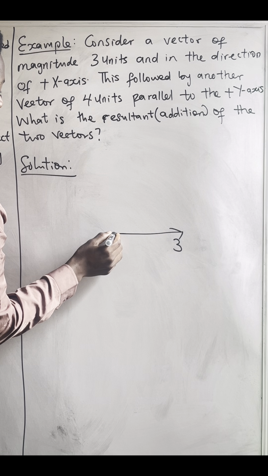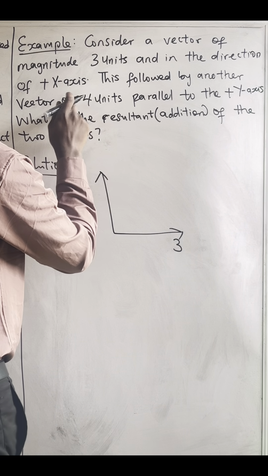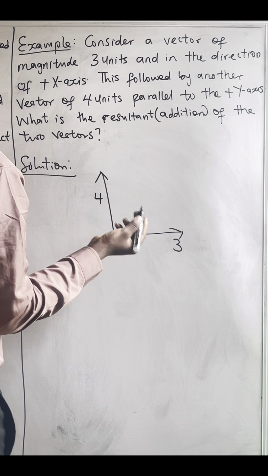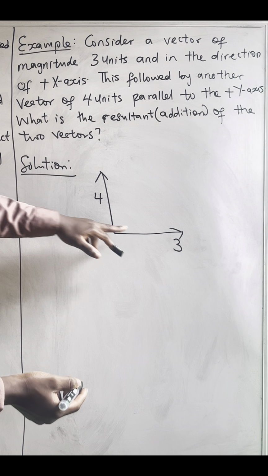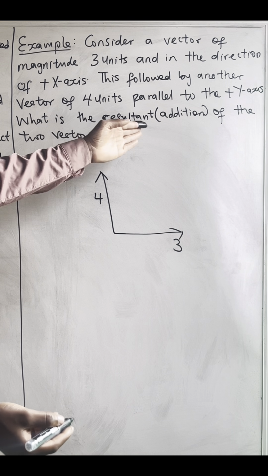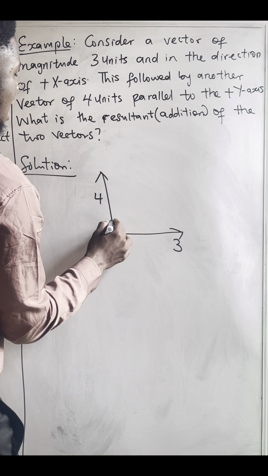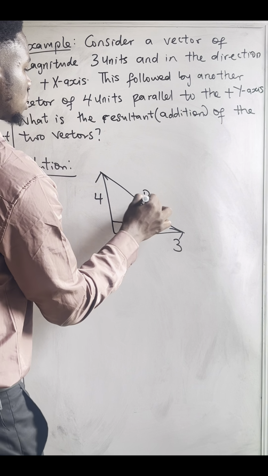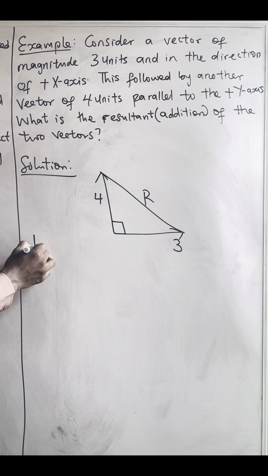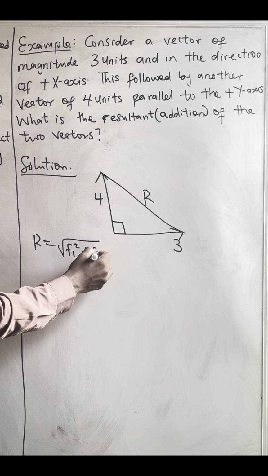And followed by another one which is parallel to the plus y-axis. This is the plus y-axis, that is 4 units. So this is the plus x-axis, this is the plus y-axis. This one is 3, this one is 4. Calculate the resultant of the two vectors. Since they are acting at angle 90 to each other, the resultant can be done like this. This is the resultant. So we just use r is equal to square root of f1 square plus f2 square.